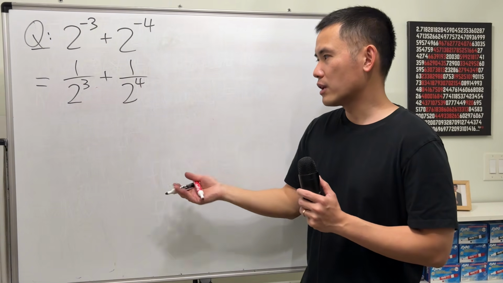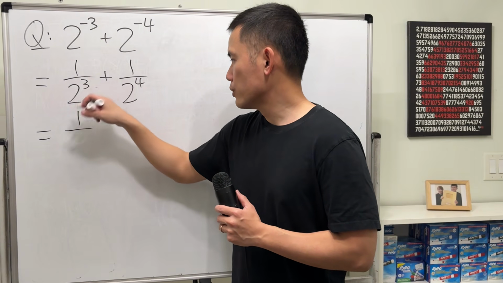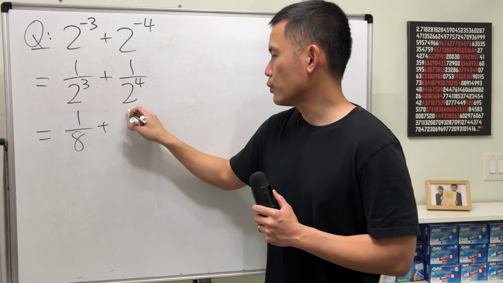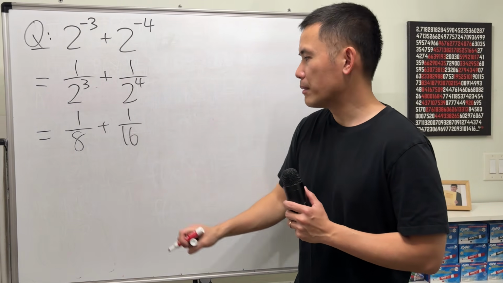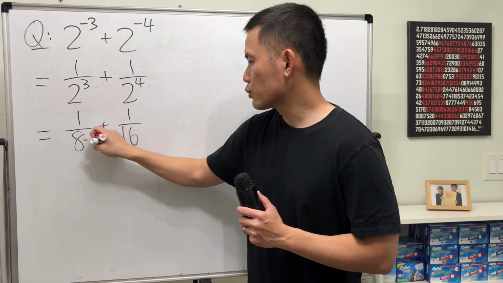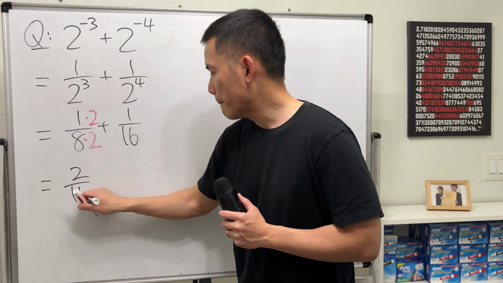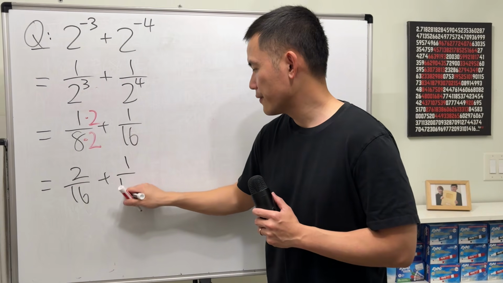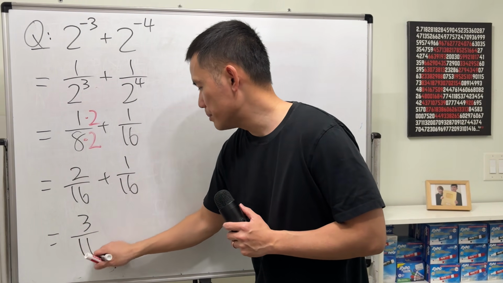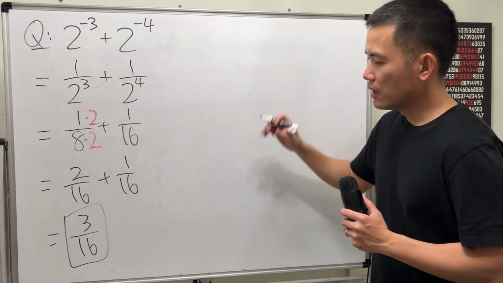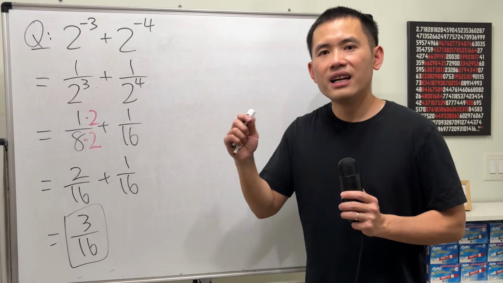So in fact, we are just talking about how to add the fractions. For the first one, it's 1 over 2 times 2 times 2, which is 8. And for the second one, 2 to the 4th power is 16. To get a common denominator, let's multiply the first one by 2 on the top and 2 on the bottom. So we get 2 over 16 plus 1 over 16. Add the tops together, we get 3. And the bottom, you keep the same, just the 16. So the answer is 3 over 16, and we are done.